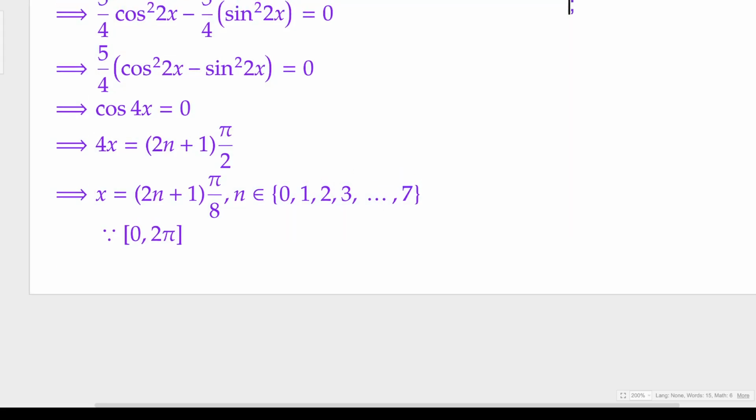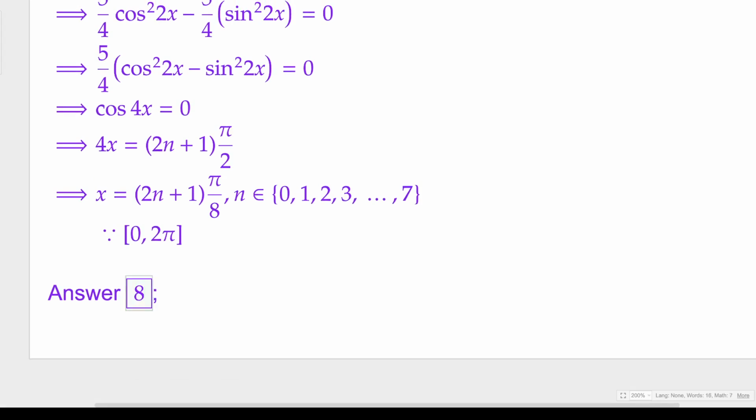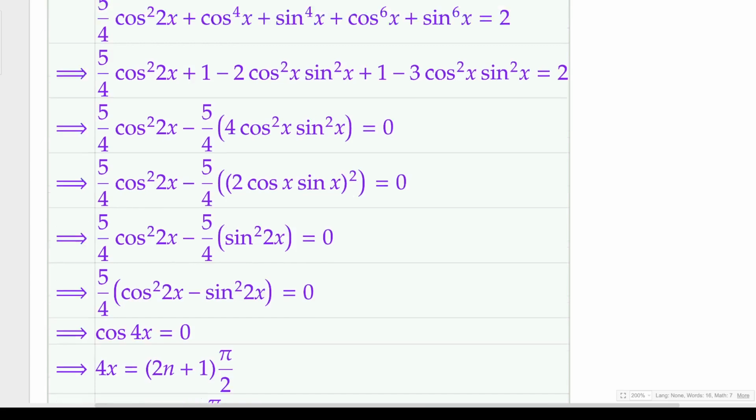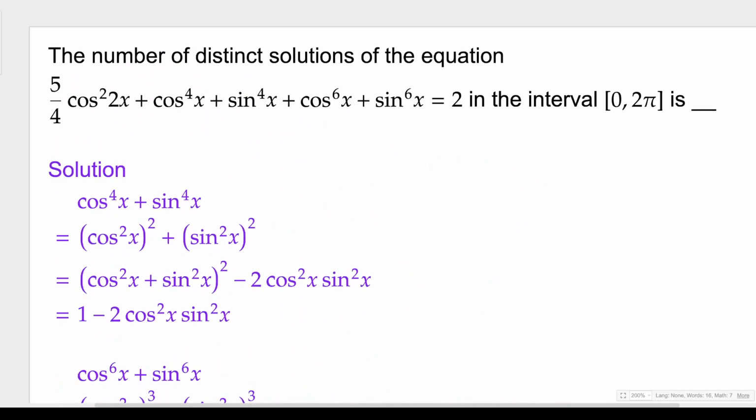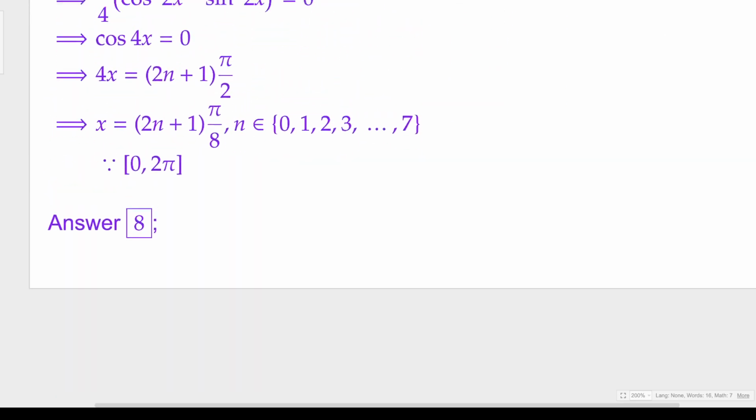So finally we can say that our answer would be 8. There are 8 distinct solutions which will satisfy this equation within the interval 0 to 2 pi. So hence this is the answer.